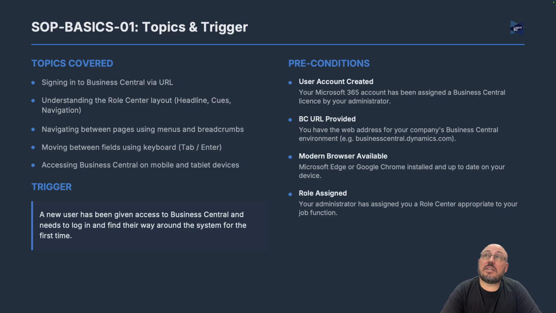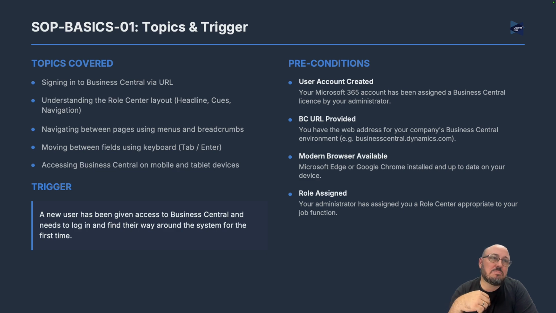The preconditions here: you've been given an account, your user account is created, and you've got access to Business Central. Now, the second thing here is the Business Central URL is provided. I'm going to show you how to log in if you don't have it, but you should have the URL from your system administrator. They'll say, please log in here, and that will get you into your company's database.